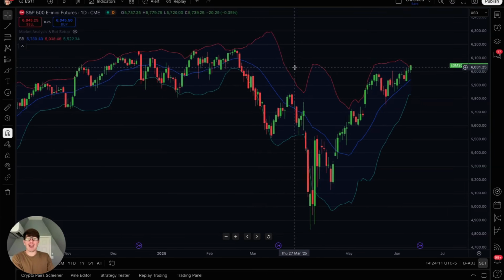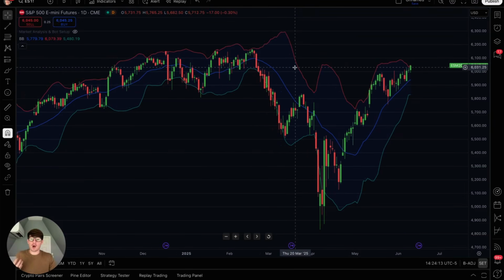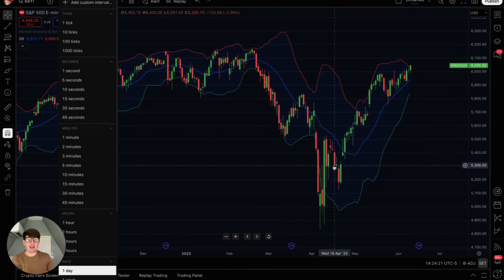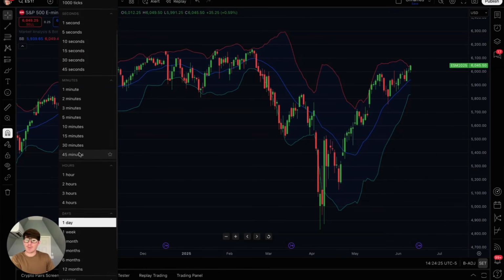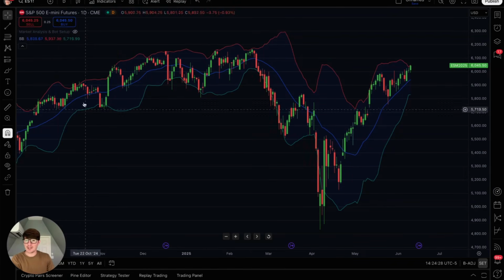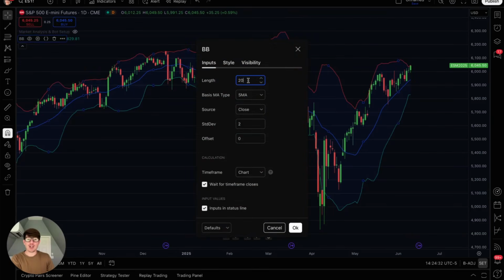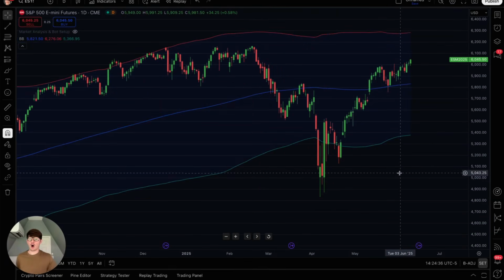This is not how we're going to use it. This is what most of the market knows Bollinger Bands as. We're going to make a few different changes. Number one, we need to make sure that we're looking at the daily chart, meaning that each candle represents 1 day of trading activity. So I'm going to make sure that it says 1 day here, which it does. Now I'm going to go to the settings of the Bollinger Band, and I'm going to change the length to 200, and that's going to make a huge change already.